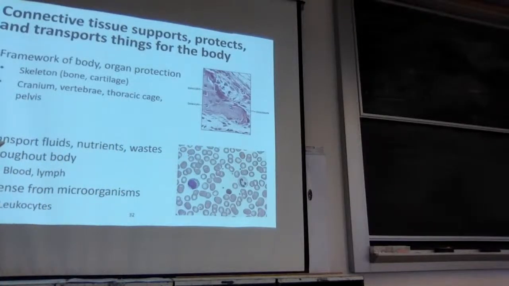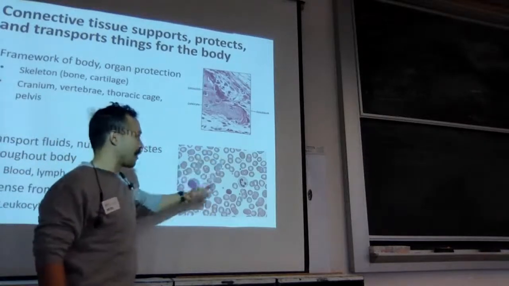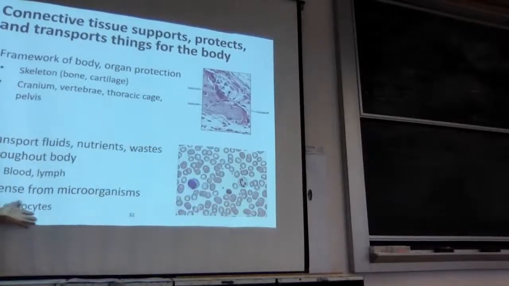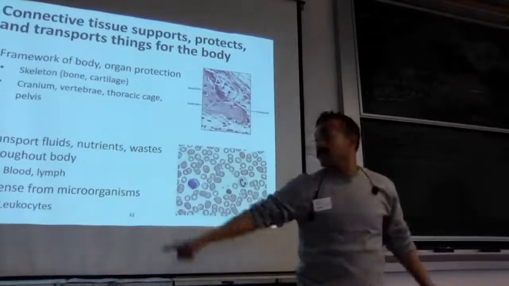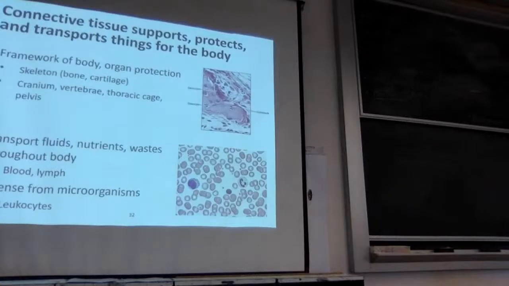They can be important for transporting things, whether it's fluids or nutrients or wastes. So blood, and we'll get to what lymph is later, blood and lymph help transport fluids and nutrients and wastes around our body. Some of you have seen blood cells. These are all red blood cells. Here are white blood cells. And you've got all this plasma in between. White blood cells are called leukocytes. They help protect us from pathogens, outside harmful things, as well as they protect us from ourselves also.